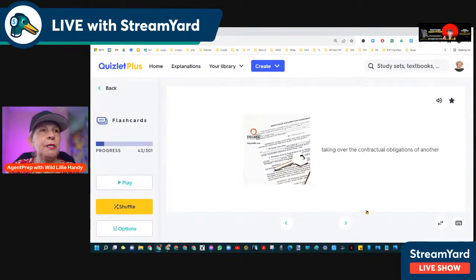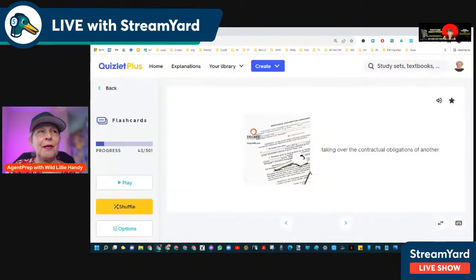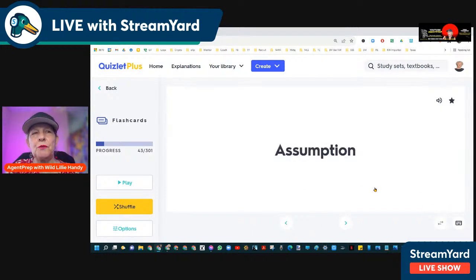Okay, Susie says assumes. Anybody else? Assignment of contract. Well, this is a mortgage. What's it say up there? I think this is the second time we do this. So Joe Smith took over my obligation of the loan. That is an assumption. Okay, they assume it. Very good, Susie.